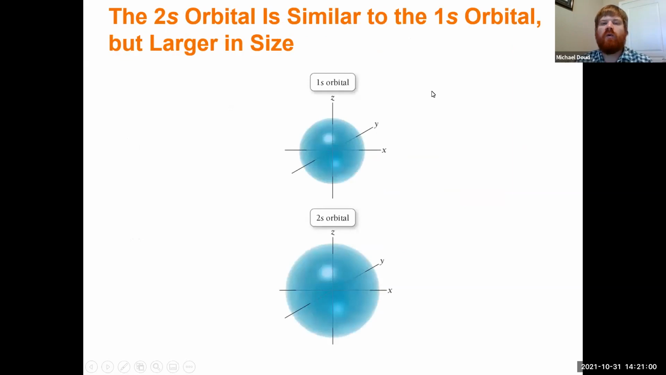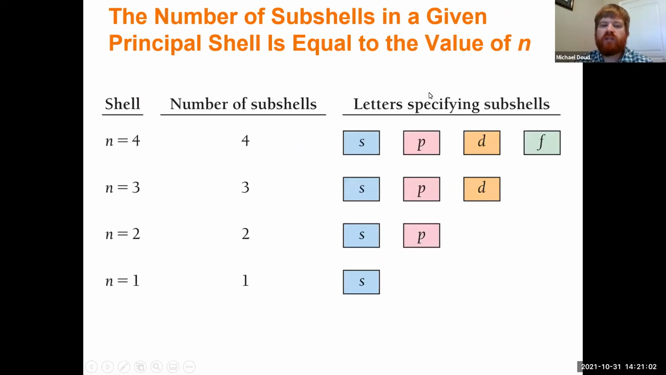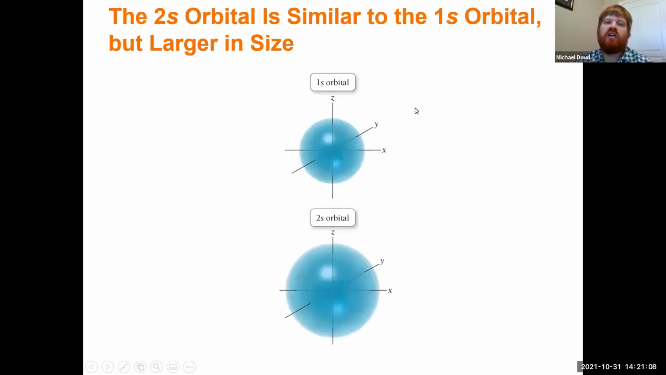Okay. Now, when you go from the 1s orbital to the 2s orbital, the only thing that changes is the size. The shape stays the same. So the 1s orbital is a certain spherical shape. The 2s orbital, being higher in energy, is simply a bigger sphere encompassing a greater volume.